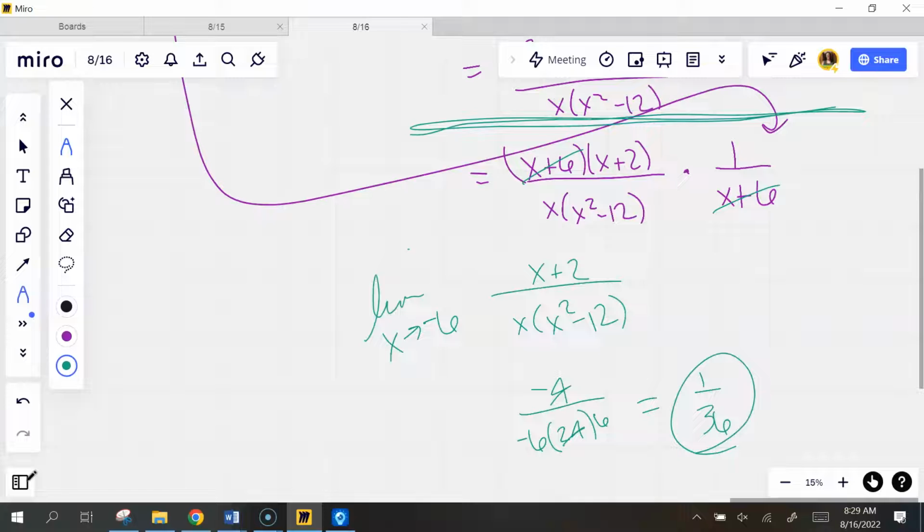Preston, did y'all do complex fractions?